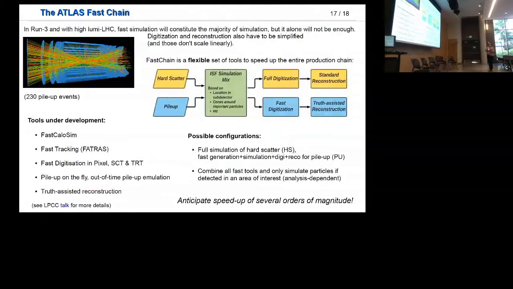So I'm almost done. Just to mention that in ATLAS we have an effort ongoing to replace all the parts of our production chain by fast tools. So we're talking not only about fast calorimeter simulation, but also about fast tracking, fast digitization, pile-up on the fly, fast reconstruction. And the goal is to have a toolbox that we can use based on the favorites of analysts, how you need these tools, can put them all together and make everything fast. The anticipated speedup once this is ready is several orders of magnitude.